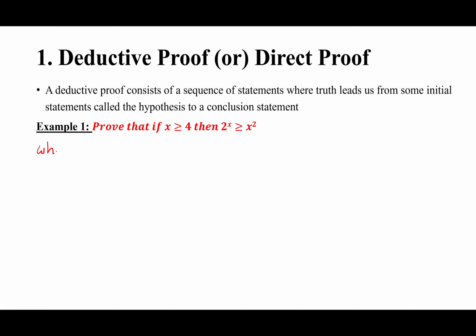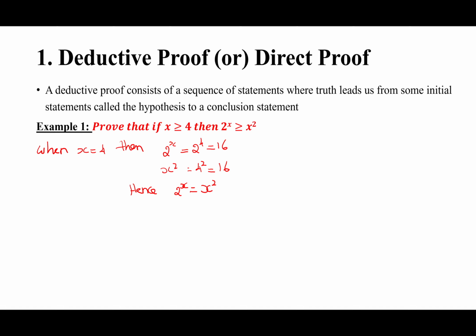When x is equal to 4, then 2 power x is equal to 2 power 4, which is 16. Then x square is equal to 4 square, which is equal to 16. So hence we can write 2 power x is equal to x square. We have proved this base case.